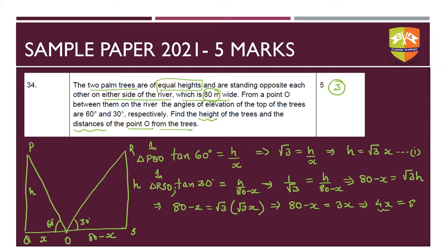Very clear, good. 80. So this implies X is 80 by 4. And check, you might make mistakes. No worries, keep checking. So X is 20. So what will be 80 minus X? So you now know this is 1. And what is H? H is root 3X. So 20 root 3. And never forget to write.